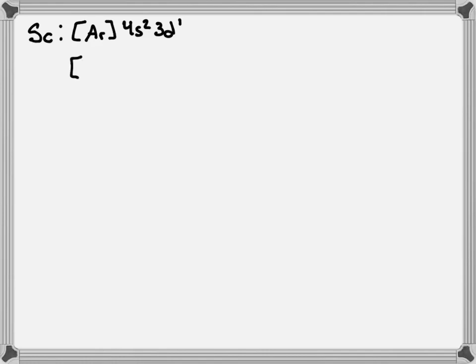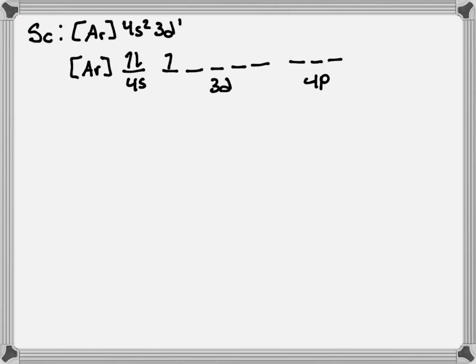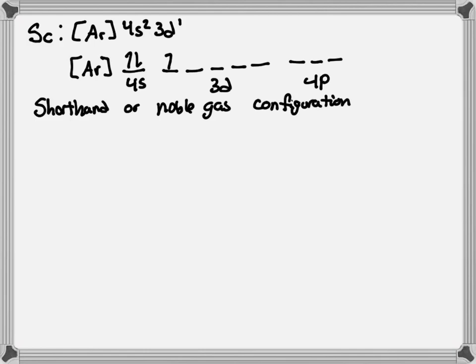If I do the diagram, I can still put argon, and then I'll do my 4s, my 1, 2, 3, 4, 5, 3d, 1, 2, 3, 4p, because that's what gets added after argon. And so for scandium, I've got the 1, 2, 4s and the 1, 3d. Okay, so I can do that with lots of different configurations. So again, this is our shorthand or noble gas configuration. So we go through and we fill, as would be logical.